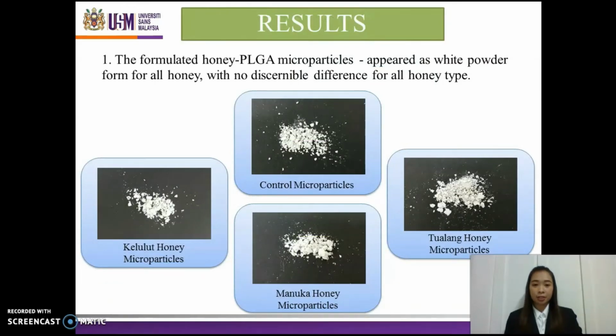Here is the picture of the formulated honey-PLGA microparticle, which appears as white powder for all honey types with no difference. Control microparticle, kelulut honey microparticle, manuka honey microparticle, and tualang honey microparticle.